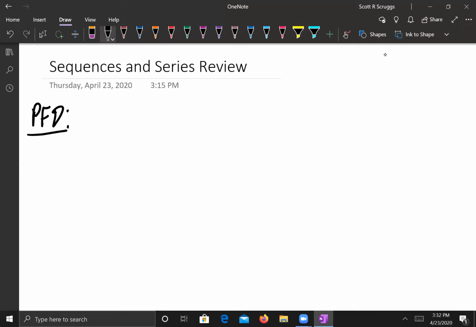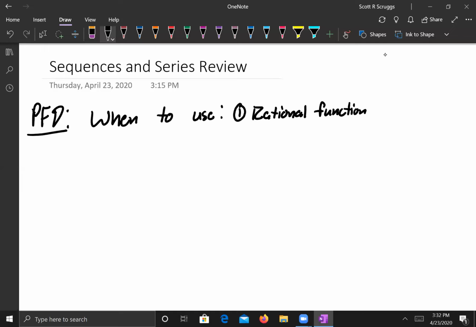So keep in mind that I can only do a partial fraction decomp. So, when to use it: the only time I'm able to use this in an integral is if I have a rational function. And to make it clear what I mean by a rational function, I mean that I could write a function as a fraction with the numerator and denominator being polynomials.